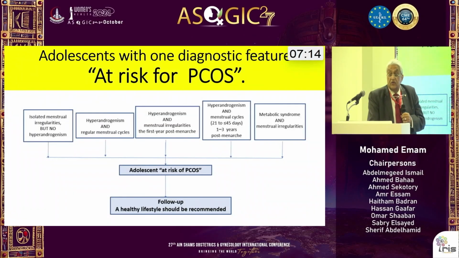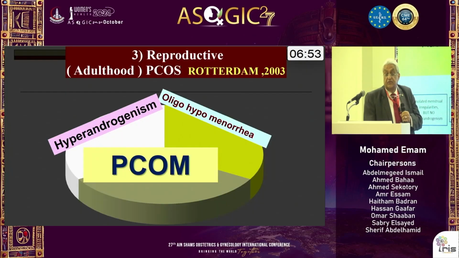Also, the adolescent with one diagnostic feature, which is irregular menstruation or hyperandrogenism, is at high risk for occurrence of polycystic ovarian syndrome at that age, or any of these criteria, hyperandrogenism plus metabolic syndrome, can lead to polycystic ovarian syndrome after this age.